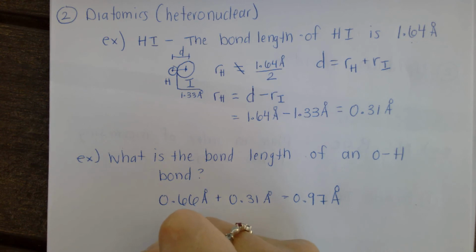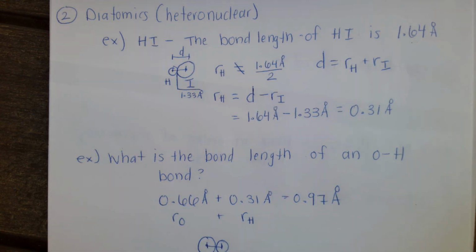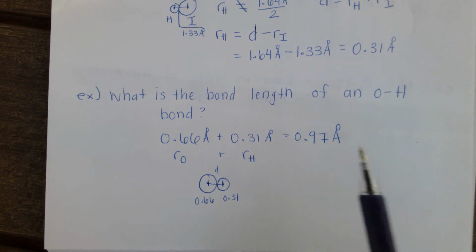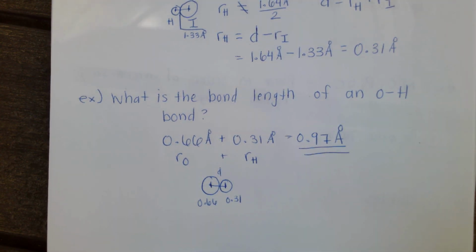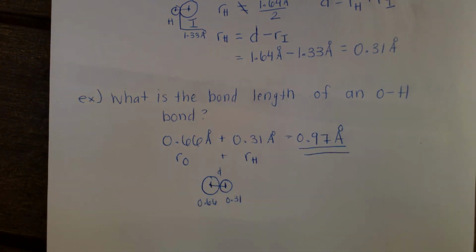So again, this was the radius of oxygen, and this was the radius of hydrogen, which we add together to give us the distance. Oxygen, hydrogen, that is our bond length, the distance between the two nuclei. We look up 0.66 in the table, and we look up 0.31. Oops, sorry, my picture ran off there. We add those together and get 0.97, our approximate bond length of an OH bond. It's not entirely exact, but it's a really close approximation.